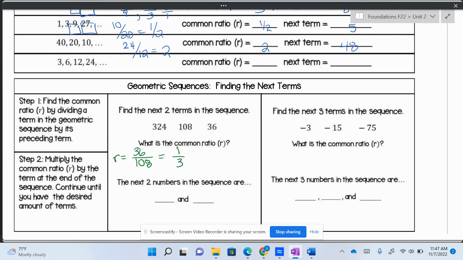I love that. So what do I do to find the next 2 numbers? Well, I have to take 36 times 1/3. What is that? 12, yeah. And then I have to find the next one. So I have to take 12 times 1/3. And what is that? 4. Multiplying by 1/3 is the same thing as dividing by 3. Good job.